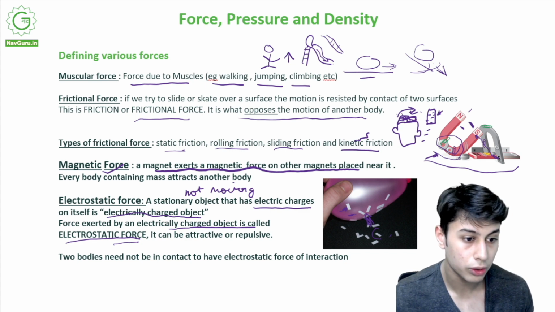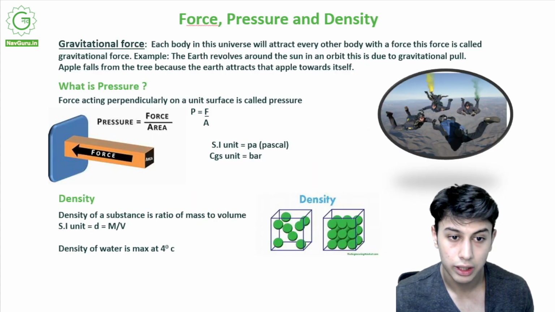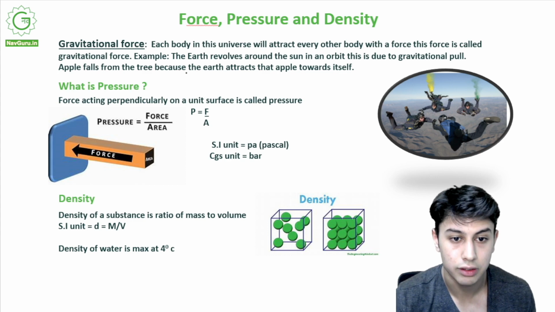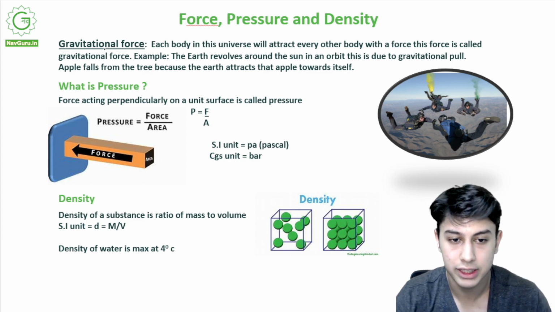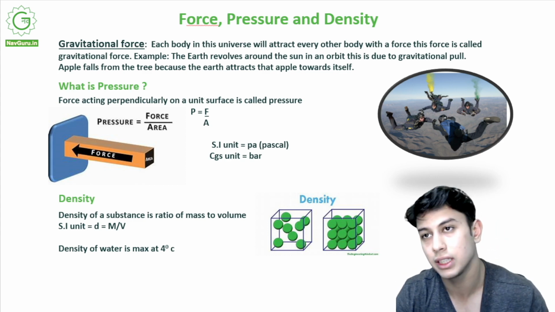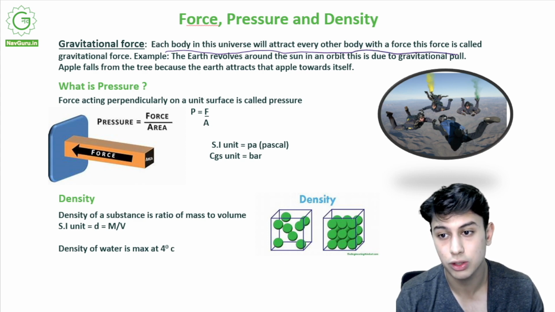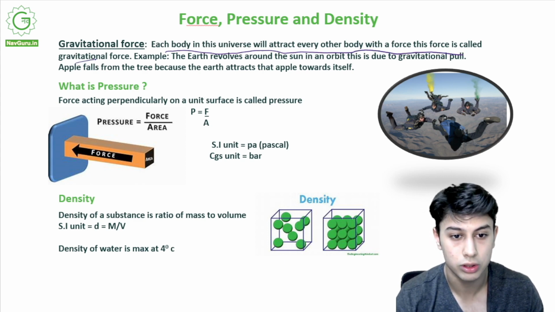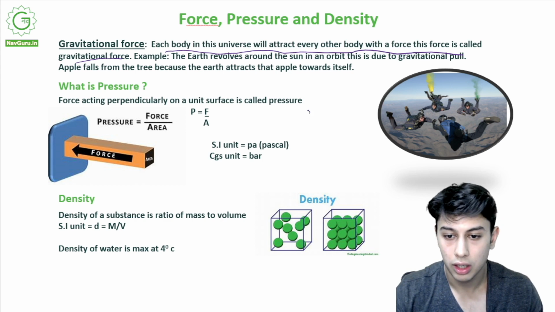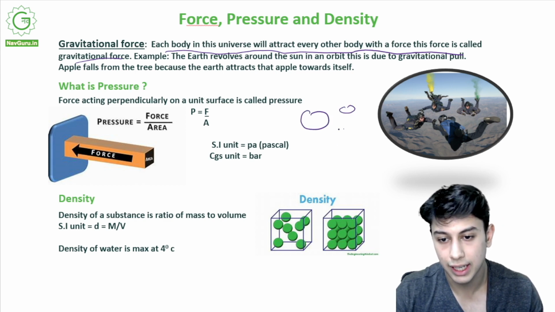Now we move on to the next slide, which is gravitational force. The name itself suggests gravity. Each body in this universe will attract every other body with a force. This force is called gravitational force. Earth attracts the moon. Earth attracts us.